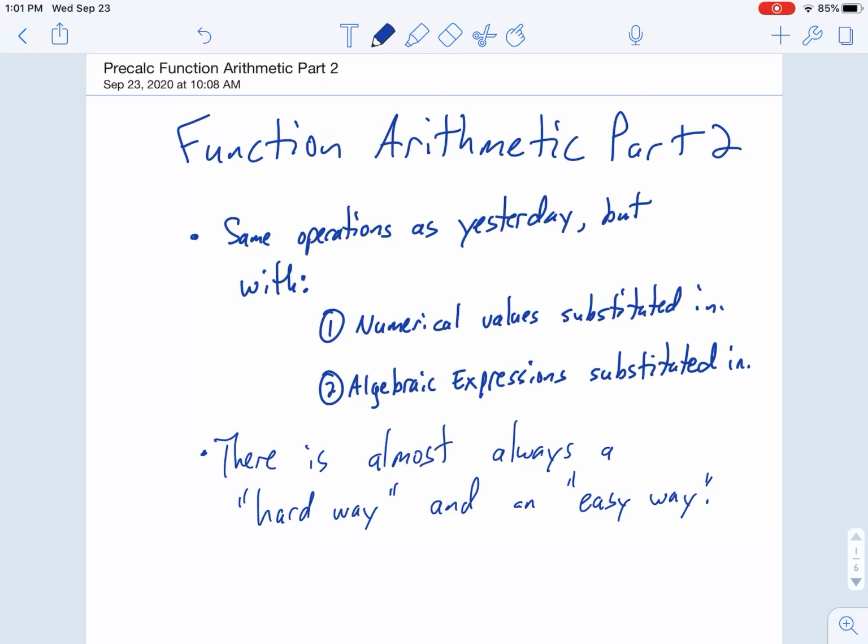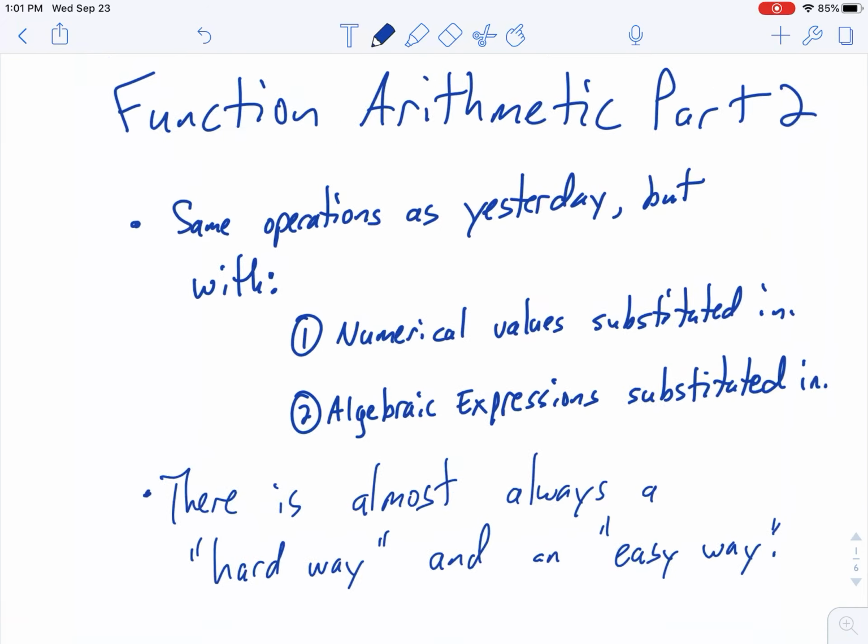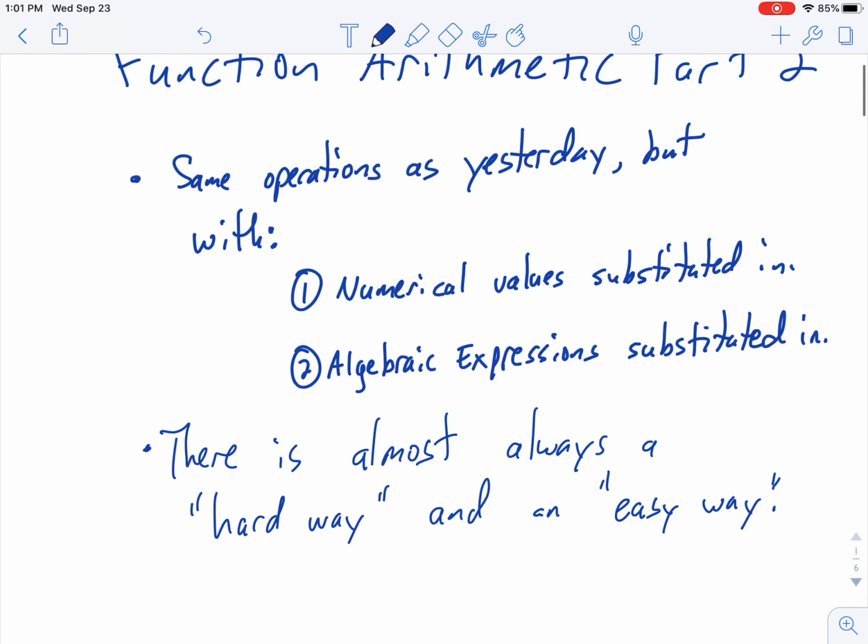If you haven't watched the video from yesterday, please do that before you watch this one, because this is sort of a part two. This is function arithmetic again: adding, subtracting, multiplying, dividing. Same as yesterday, but with either numerical values substituted in or algebraic expressions substituted in.